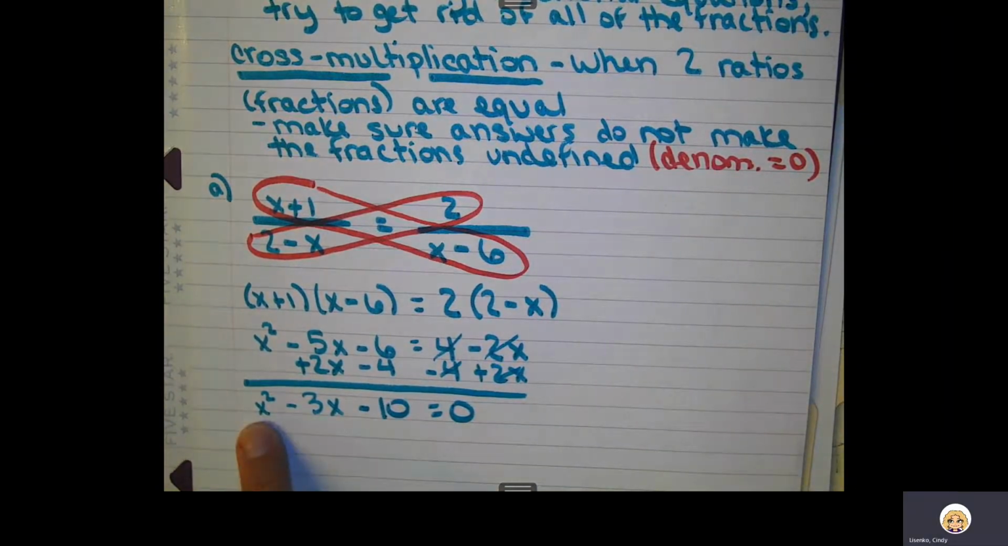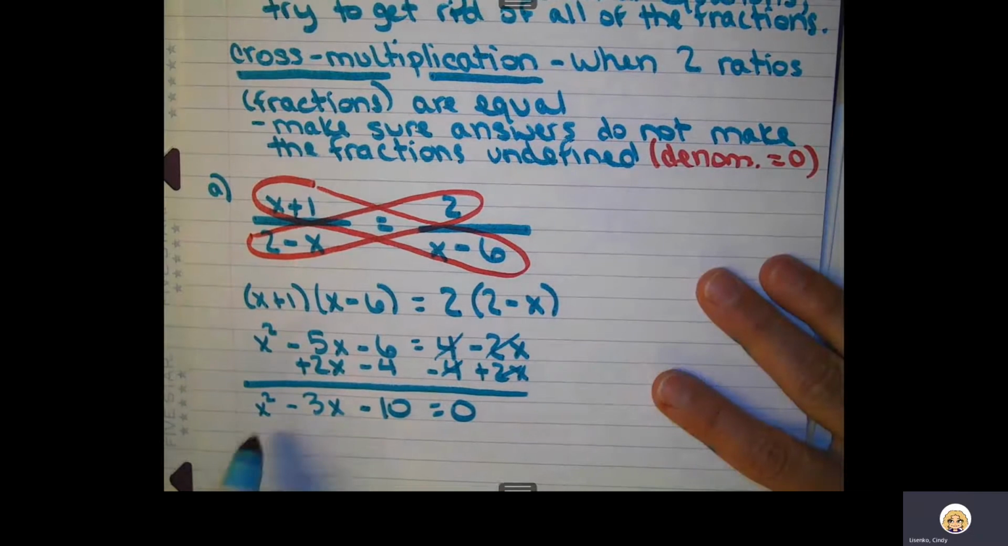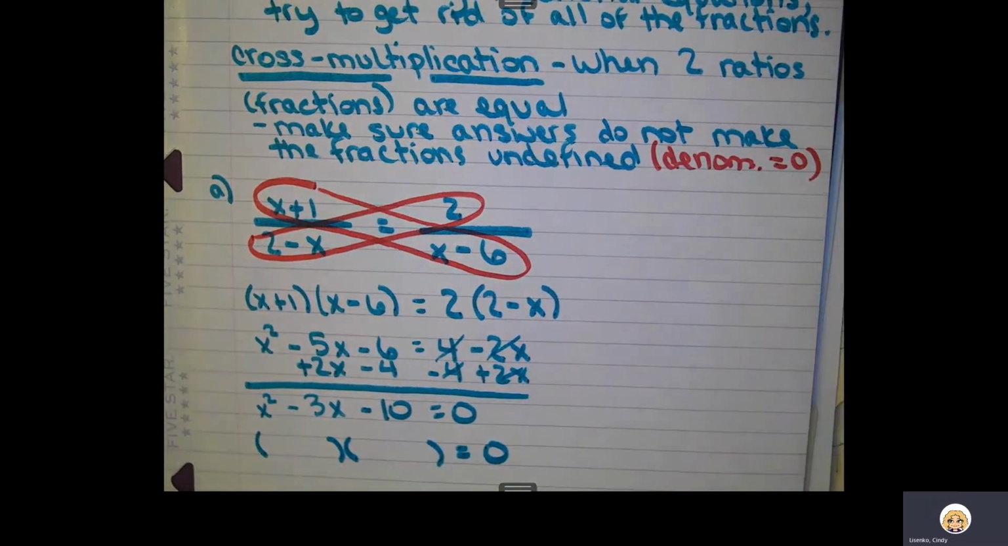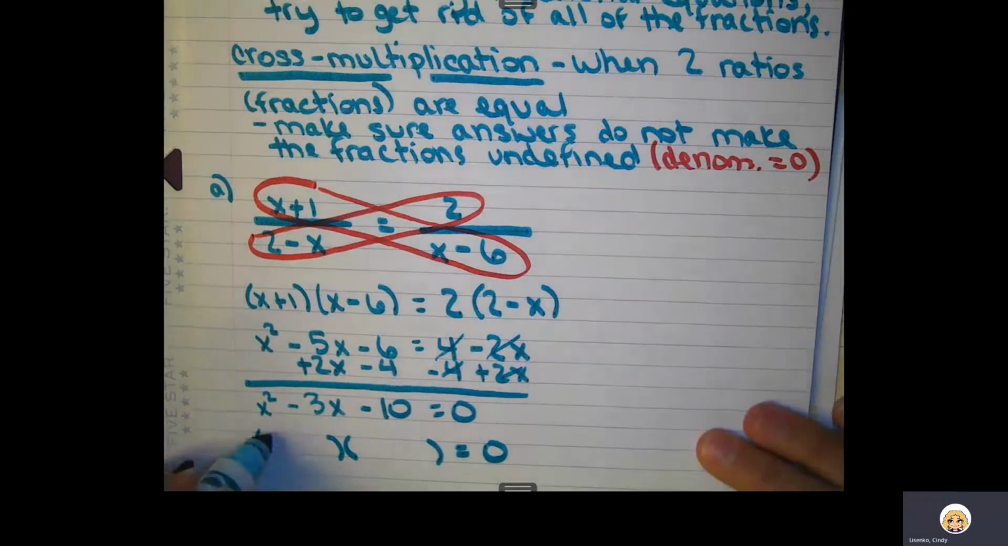Now, because we have a power of 2 to solve this, we can factor. So there's no GCF, so I'm going to start off with my 2 sets of parentheses. Don't forget equals 0 at the end. I put x and x in the front.